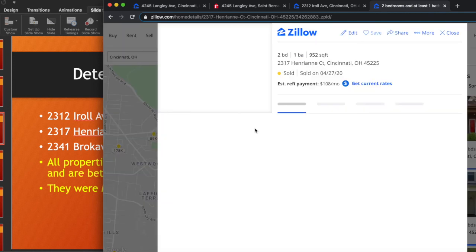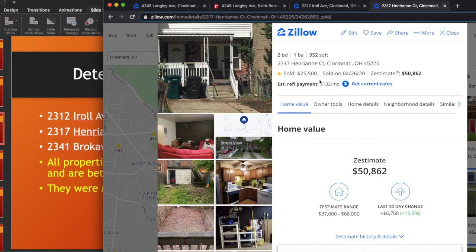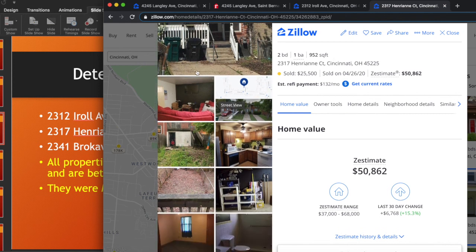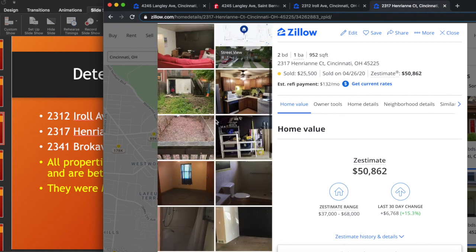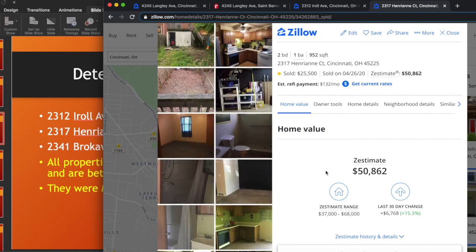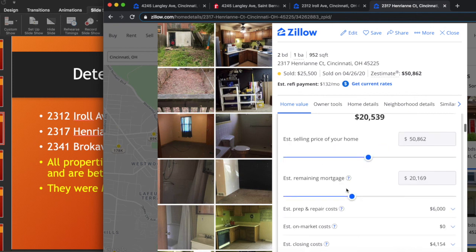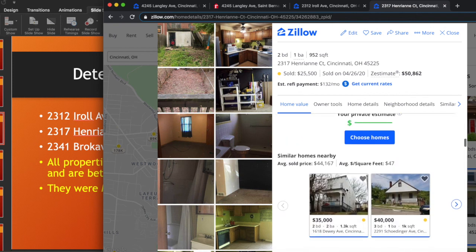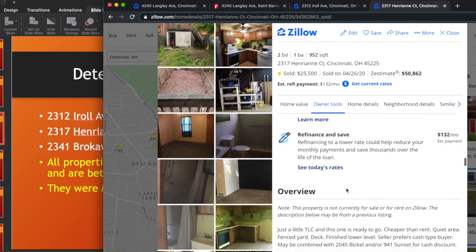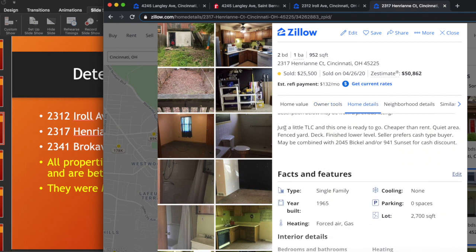Other comp is another 2-bed, 1-bath property, 2317 Henry Inn, 2-bed, 1-bath, 952 square feet. We can see it's in pretty decent condition, at least it's livable, but nevertheless, it still needs work. And we know that it was listed on the market because we go to the overview section and they tell us it just needs a little tender love care.